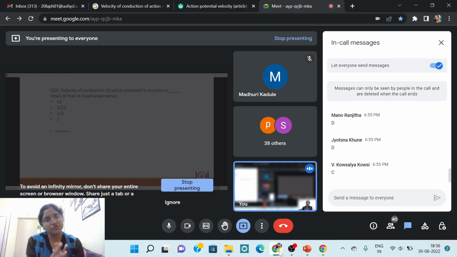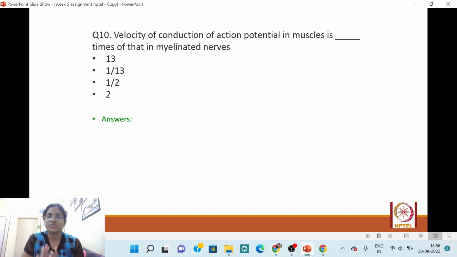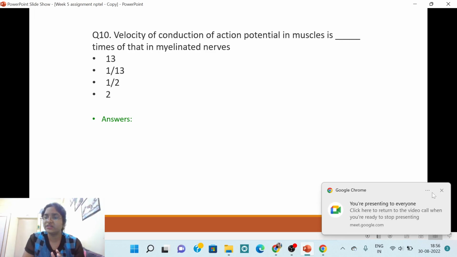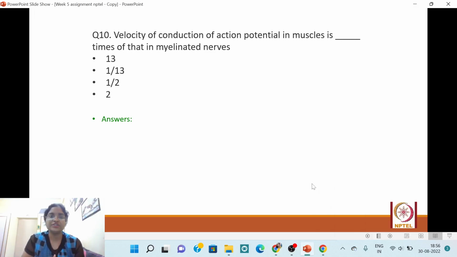Okay, I guess most of you have given your answers, but unfortunately most of you have given the wrong answer. I could not see a right answer here. The right answer is B, 1 by 13. The velocity of action potential in muscles is very, very less than that of the myelinated nerves.